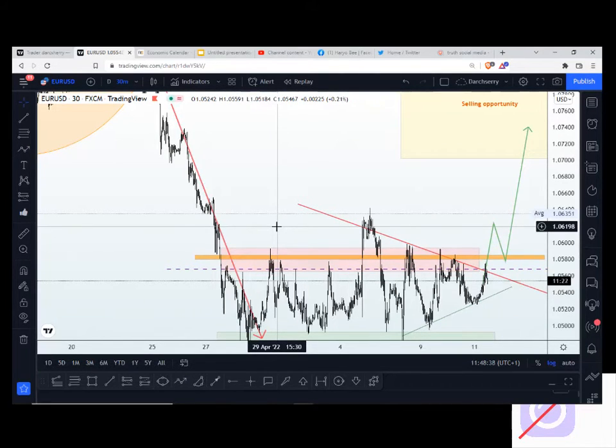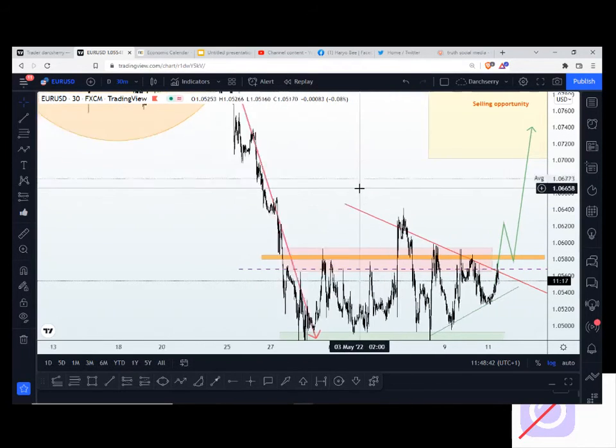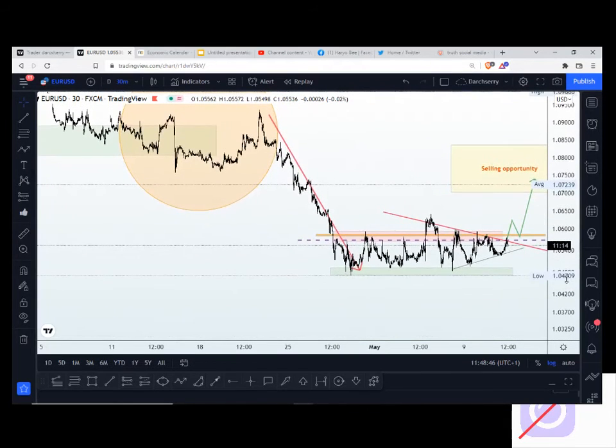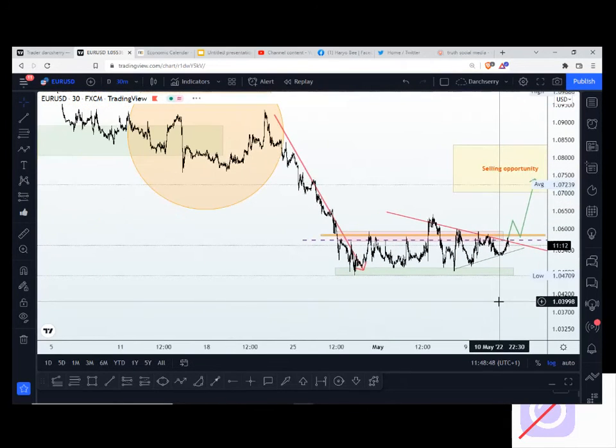Okay, how long is the long-term phase? For the Euro USD, well, what long-term phase? What do you mean by long-term phase? We don't know. We can't tell how long the long-term phase will be.